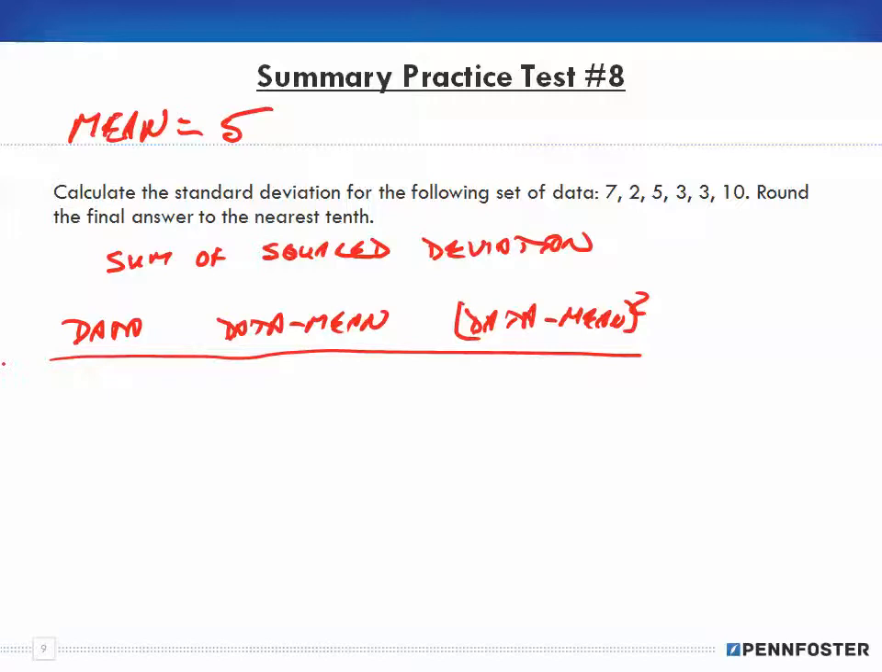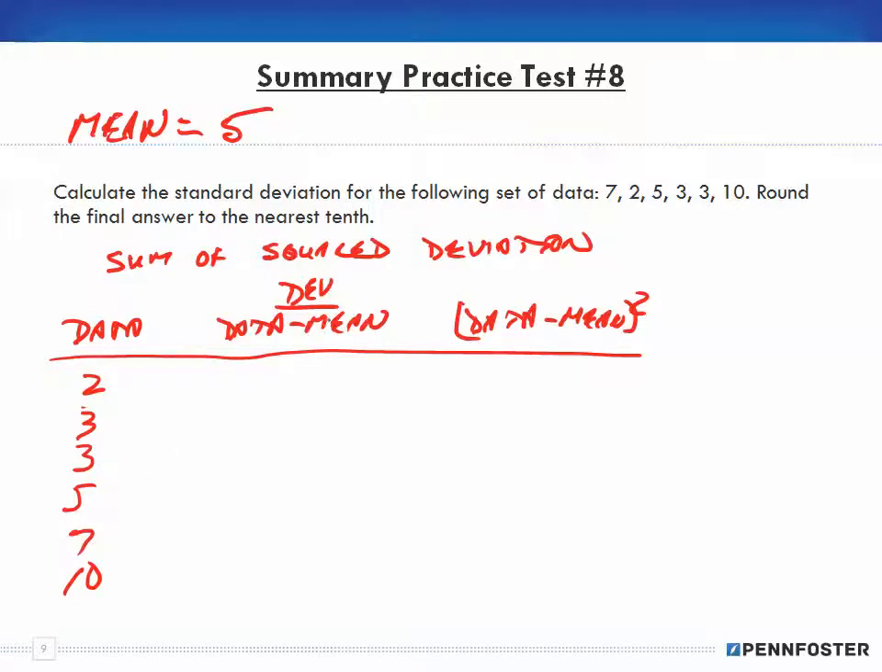It's sort of like a table format for you to work through the steps. And in the theory, I went step by step. Number one was the mean, two is the data minus the mean, and that's the deviation. Then the data minus the mean, the deviation squared. And so we could create the table by listing the data in order from lowest to highest: 2, 3, 3, 5, 7, and 10. So that's my data.